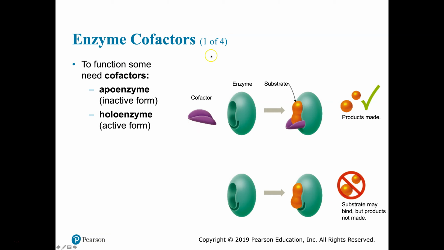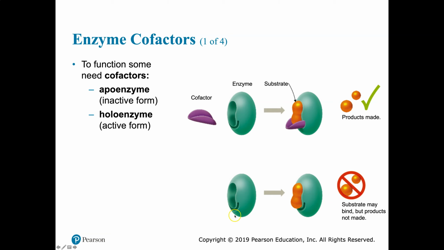So when you are looking at the protein portion, just the enzyme itself, and it's not active, this is what we call the apoenzyme. Then, if we take the apoenzyme, add the cofactor as well as the substrate to it, this whole thing is called the holoenzyme. It is the active form of an enzyme. And when we have the cofactor and the substrate, you get your products, whatever they are.